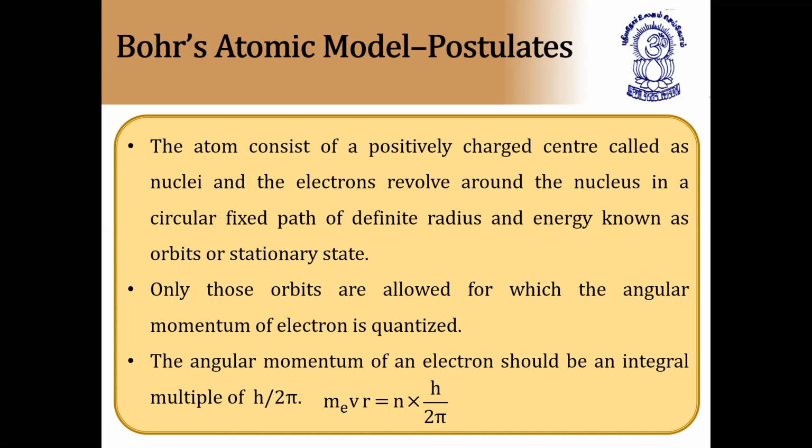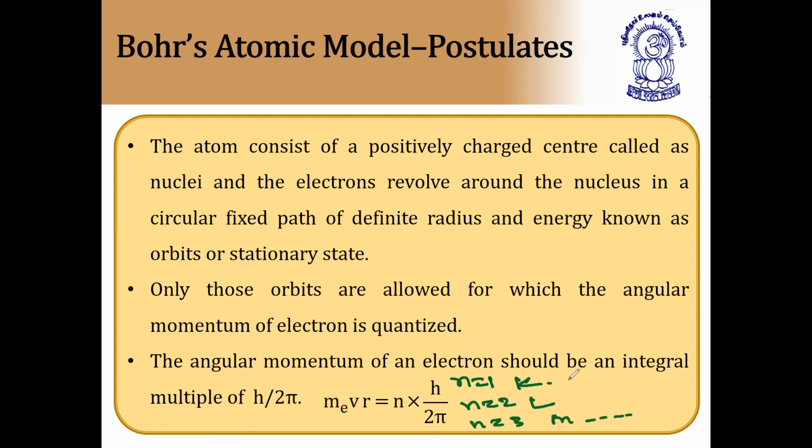For n is equal to 1, it is K shell. For n is equal to 2, it is L shell. For n is equal to 3, M shell, and so on. Just writing it on the board, just note it down. For n is equal to 1, K shell; for n is equal to 2, L shell; n is equal to 3, M, and so on.